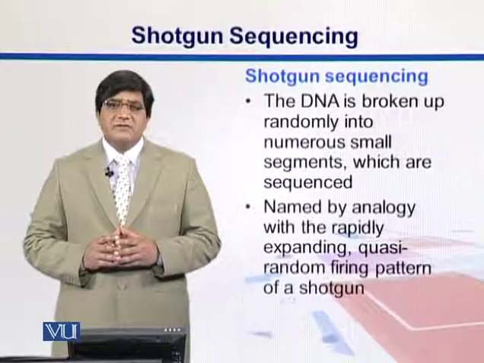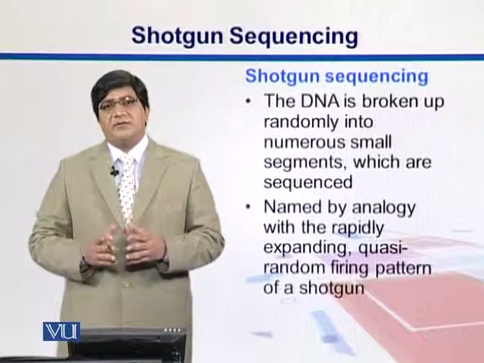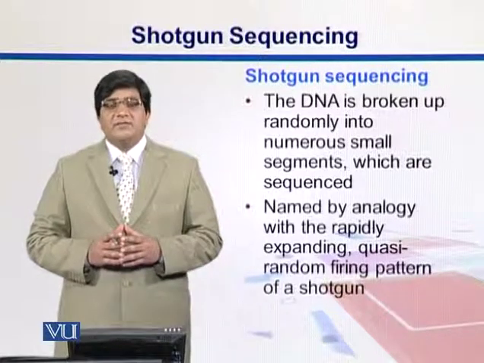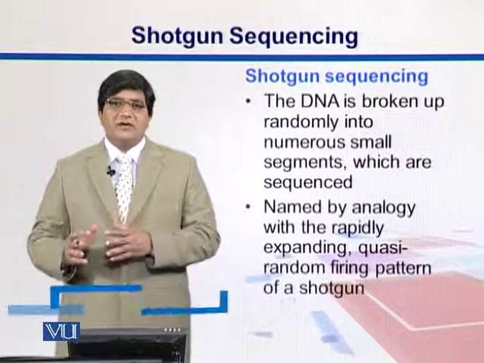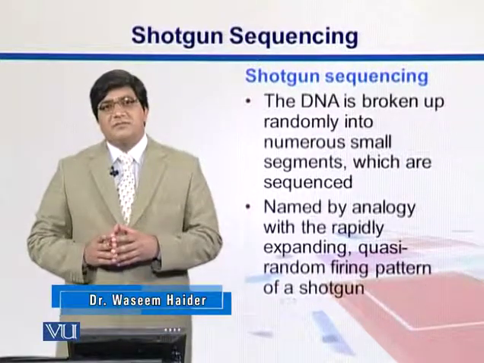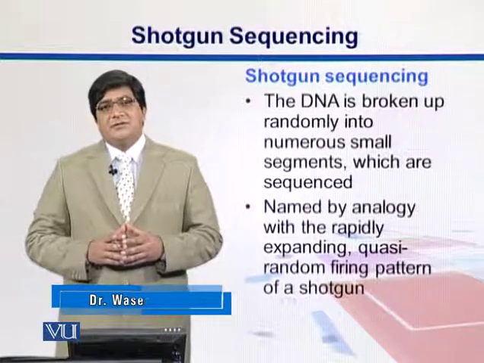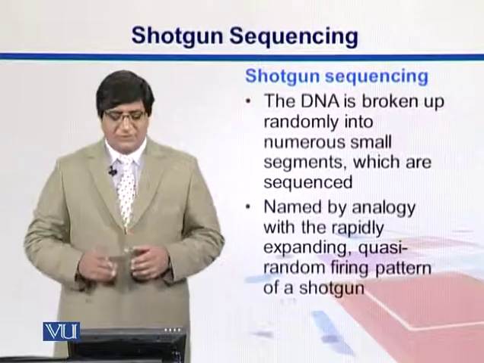Shotgun sequencing is a sequencing technique, a kind of methodology. What we do here is break up the DNA into short fragments and then sequence them. It's called shotgun sequencing because of an analogy with the random firing patterns of a shotgun.